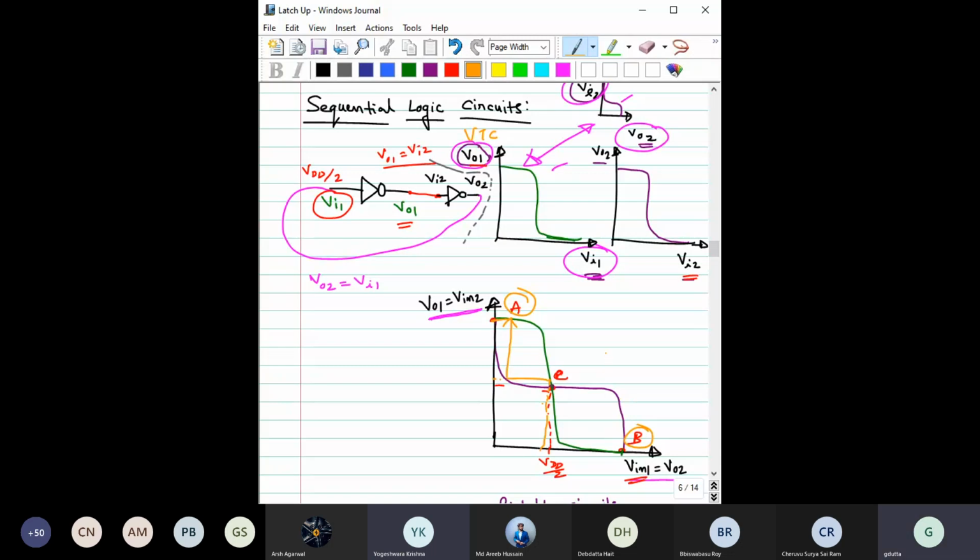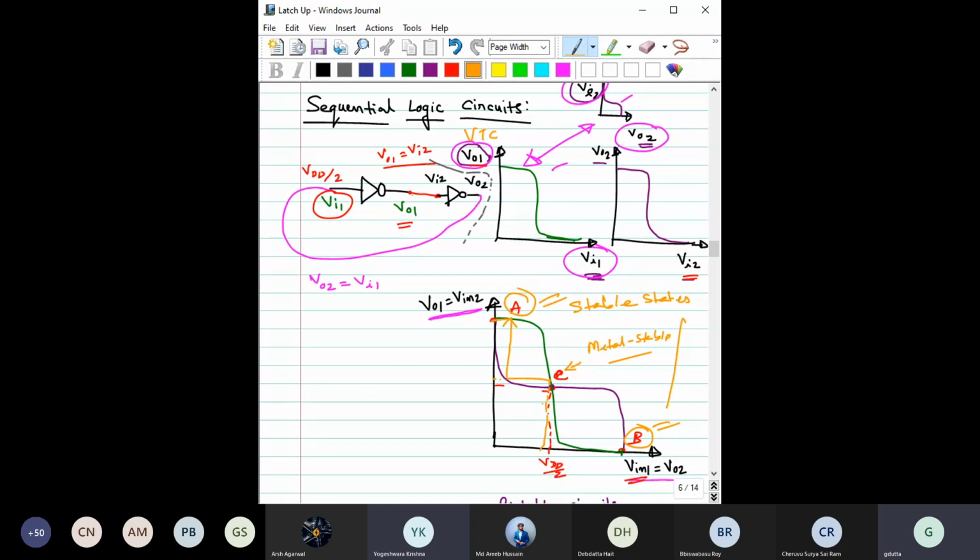Are you getting my point? It should be either A or B. So these two are called the stable states. This one is the metastable. It's possible theoretically, right? But due to some noise, eventually we will either end up with point A or with point B.